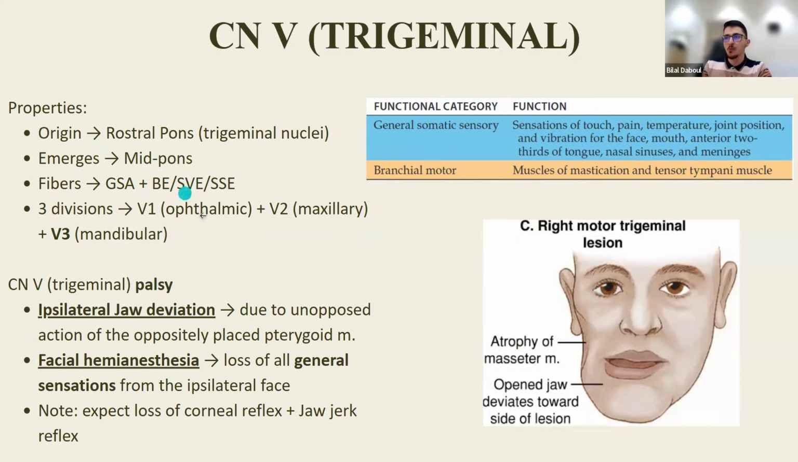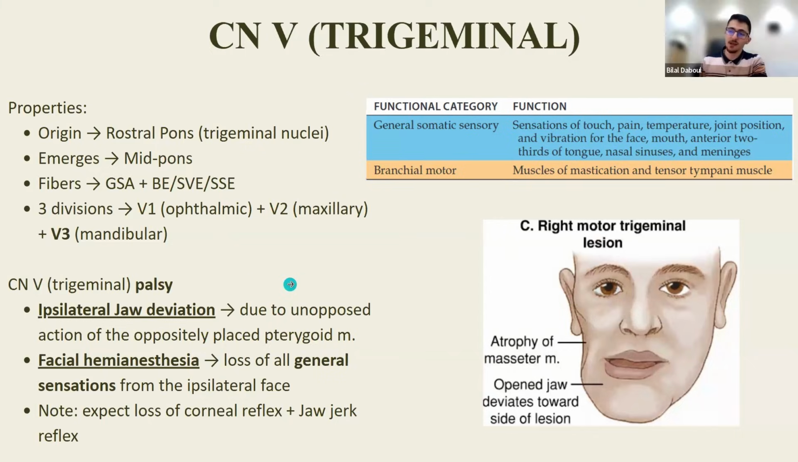We have three divisions, V1 ophthalmic, V2 maxillary, and V3 mandibular. V3 is mixed. Now, when it comes to the palsy or damage to the trigeminal nerve, you will have ipsilateral jaw deviation. Why? I want you to think. So we have a right-sided trigeminal nerve, and we have a left-sided trigeminal nerve. They both supply the muscles of mastication on either side. Well, it turns out we have two muscles that are called the pterygoids, the pterygoid muscles, and they're responsible for sideways movement of the jaw.